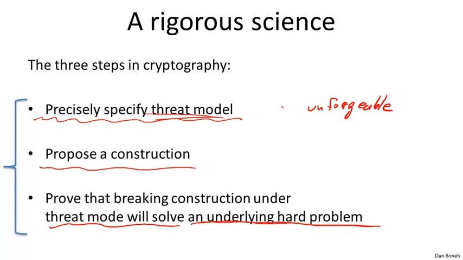In the case of signatures, we'll define what it means for a signature to be unforgeable, then we'll give a construction, and then, for example, we'll say that anyone who can break our construction can then be used to, say, factor integers, which is believed to be a hard problem. So we're going to follow these 3 steps throughout, and you'll see how this actually comes about. This is the end of the segment, and in the next segment we'll talk a little bit about the history of cryptography.